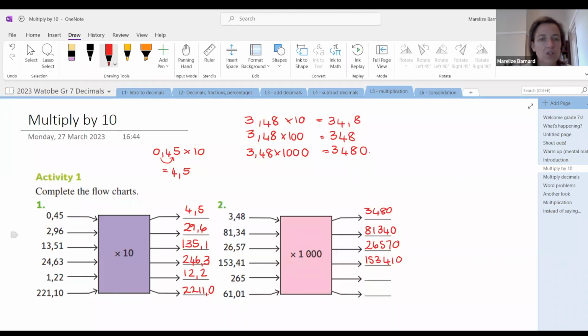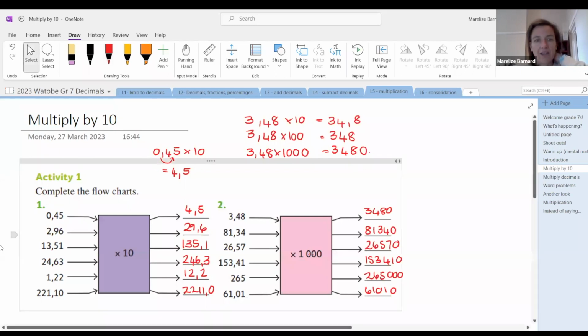And then 265 times 1,000 is 265,000. And 61.01 times by 1,000. 1, 2, 3. Good. Okay.